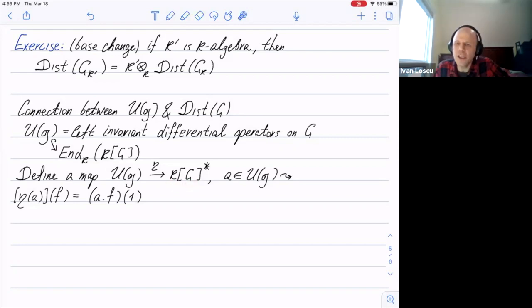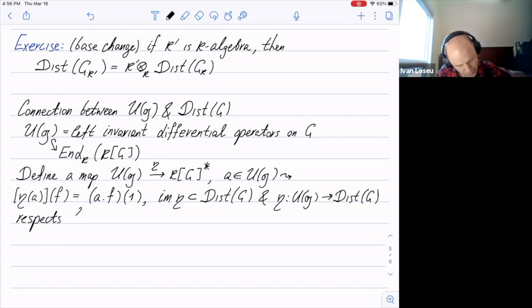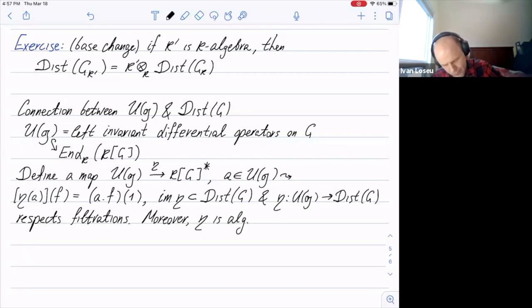And in fact, since you have a differential operator, the image of eta must lie in just the distributions of G. And moreover, eta from U of G to the distributions respects filtrations. On the source, we have the PBW filtration. On the target, we have the filtration by the order of distribution. And so these filtrations are respected. Moreover, one can show that eta is an algebra homomorphism.